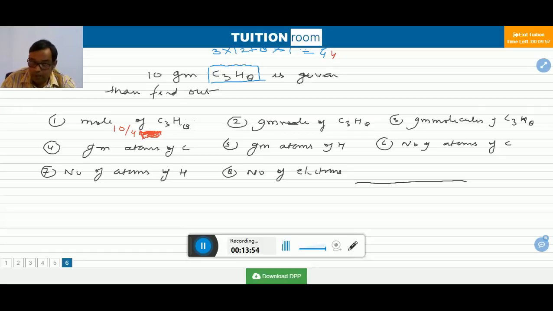What is gram mole? That is same as mole. So this is 10 by 44. Gram molecule is also same. This is 10 by 44.